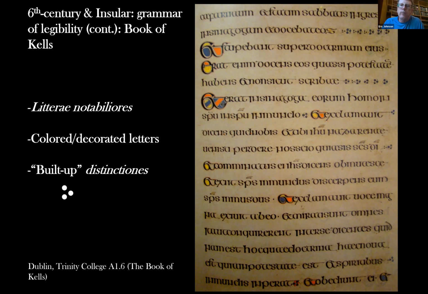If you look, really throughout this page, but if you look at the end of line 2, just before you see these little flower designs, you're going to see a trio of triple distinctiones, or threefold built-up distinctiones. So this modified built-up distinctio system was one of the ways that they also imposed punctuated meaning.